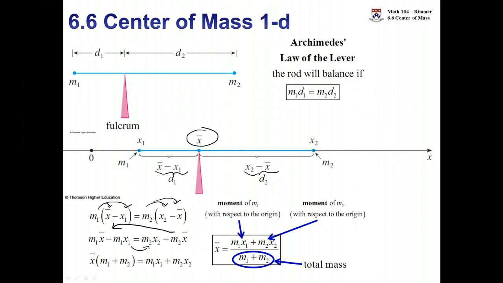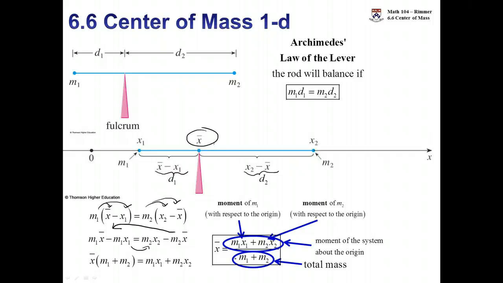And the denominator is the sum of the two masses. The denominator is m1 plus m2. We'll call that the total mass. In general, to get this x bar, you're going to take the moment of the system and divide it by the total mass. Okay, great. This is when you have 2 points.